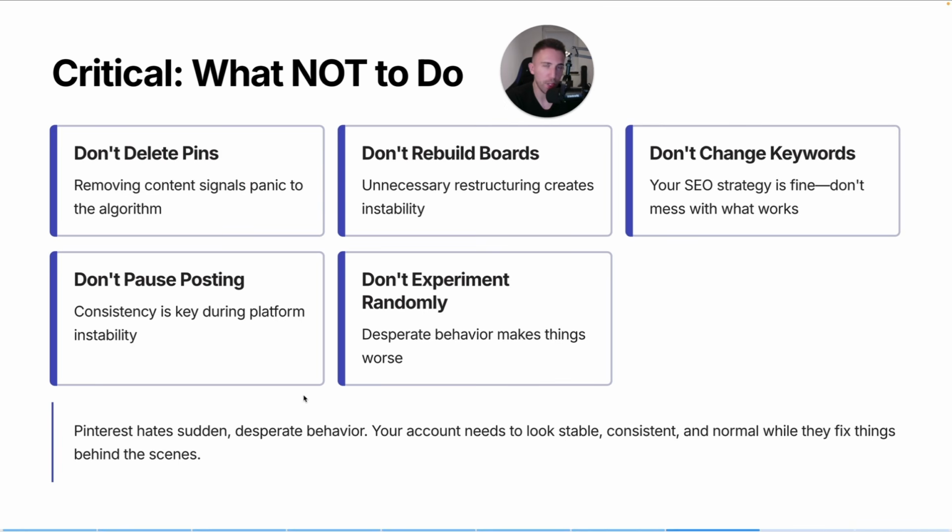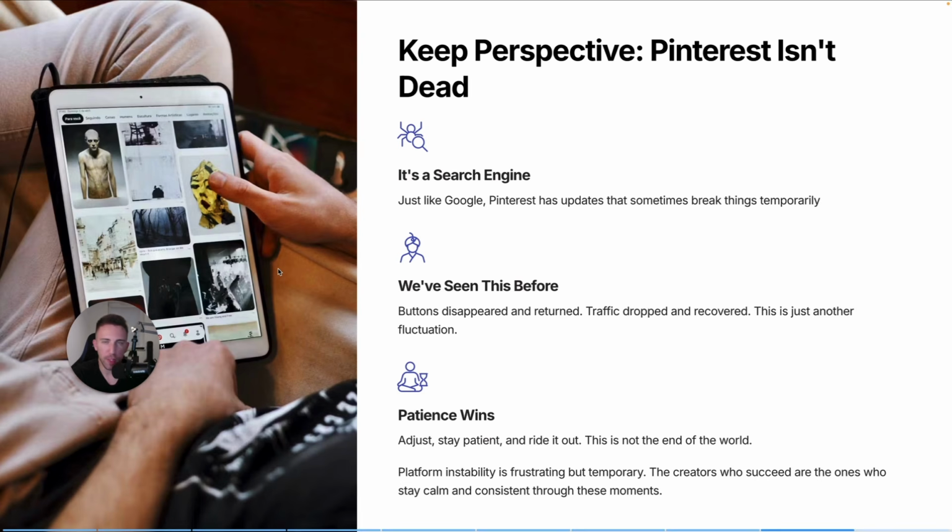If it happened to you, reach out to customer support and give it a few days, because I believe that so many people are reaching out to customer support right now that it's very unlikely that they will respond to you that quickly. And you have to remember that Pinterest is a search engine just like Google, and sometimes updates break things. And it doesn't mean that the platform is dead. It just means that we have to adjust, we have to stay patient, and we just have to wait. Just being calm in that kind of situation is the best thing that you can do, because buttons disappeared before and they came back, and traffic dropped before and it came back. So this is just another fluctuation. It's not the end of the world.